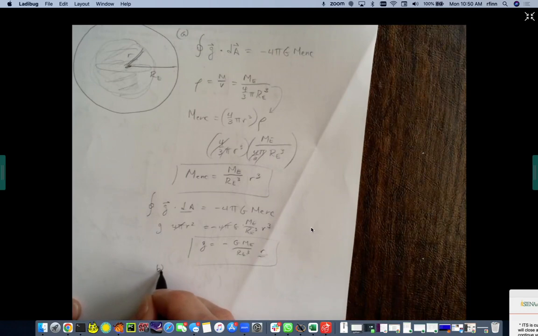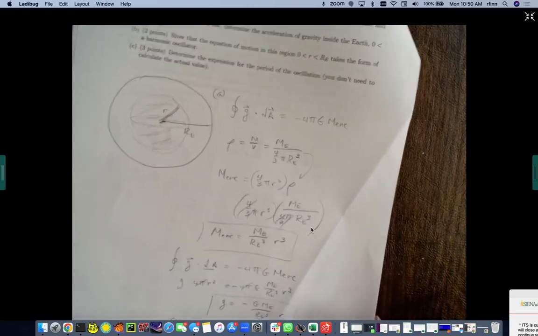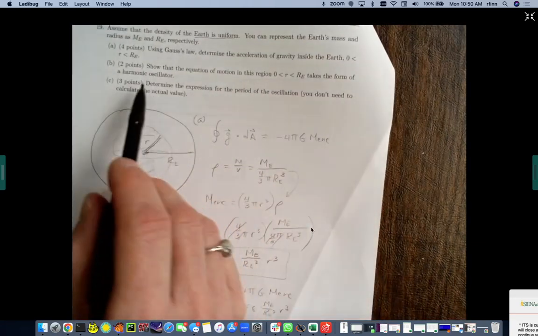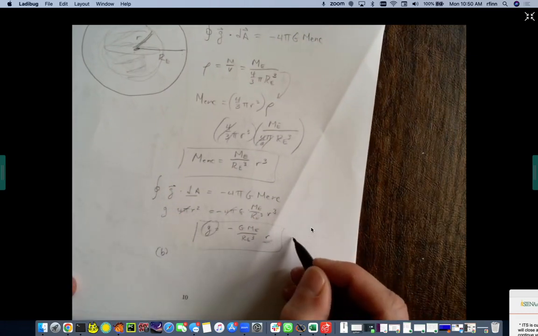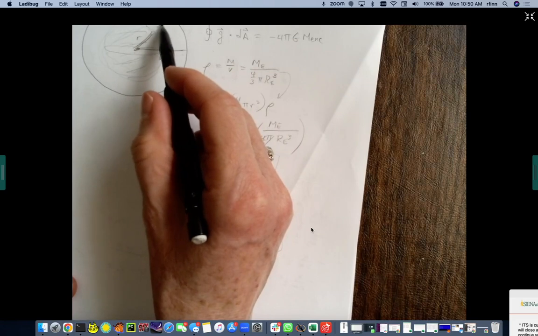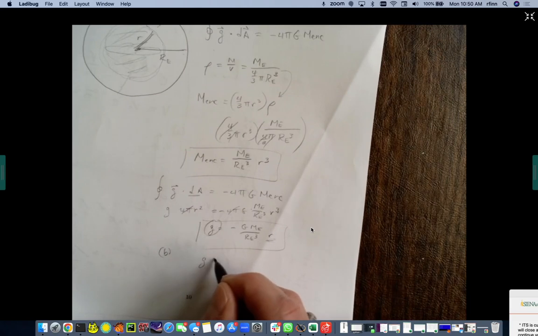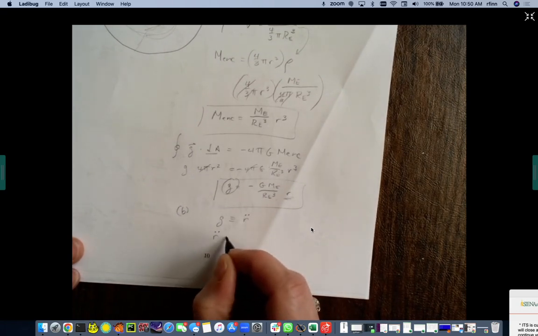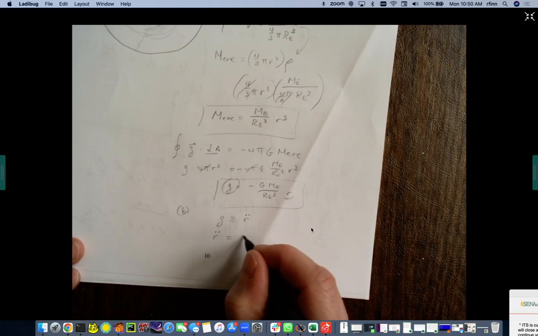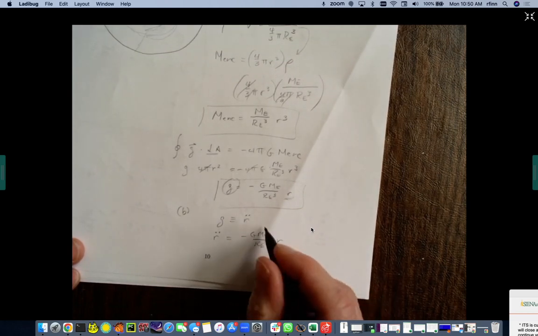And then B is show that the equation of motion in this region takes the form of a harmonic oscillator. So remember, g is an acceleration, right? So it's a measure of how quickly my radial distance is changing, right? So my acceleration in the radial direction. So g is equivalent to saying it's my acceleration in the radial direction. So this equation says acceleration in the radial direction is minus G M_E over R_E cubed times r.